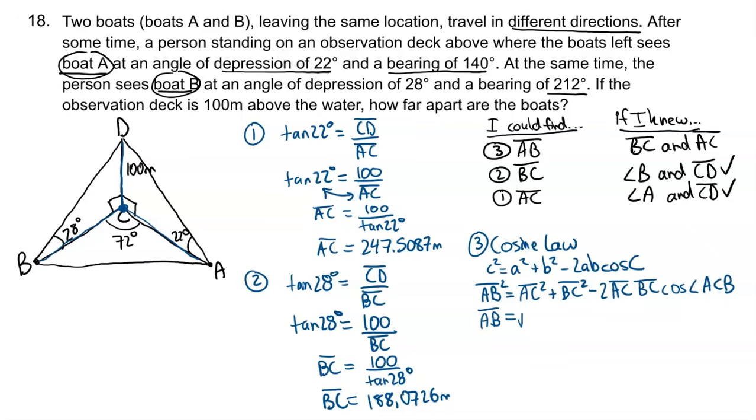AB, I'm going to have to take the square root of everything on the right side in order to get AB by itself. And so AC, we know that AC is a length of 247.5087. We're going to square that. We're going to continue that pattern with 188.0726. Going to square that. And then subtract 2 times each of those numbers. 247 point goes on from there. And 188.0726, it goes on from there. Just for the sake of space, I'm just going to write ... there. And then cosine, and the angle that we're taking is 72 degrees because that was the angle between the 2 bearings.